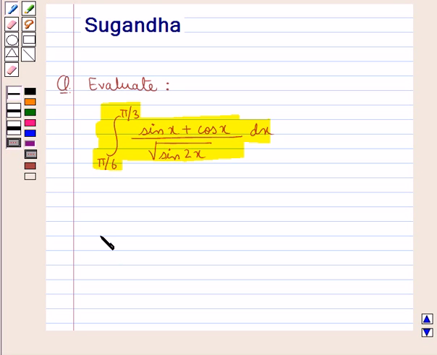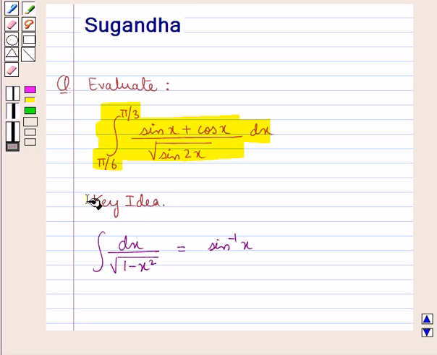We know that the integral of dx upon square root of 1 minus x square is equal to sin inverse x. This is the key idea that we use in this question. Let's now move on to the solution. We need to evaluate this integral.